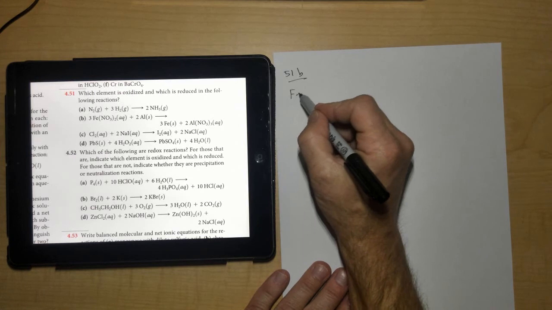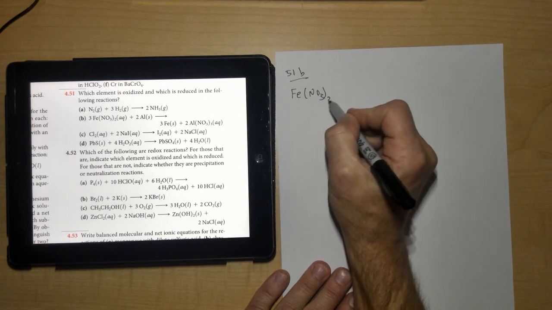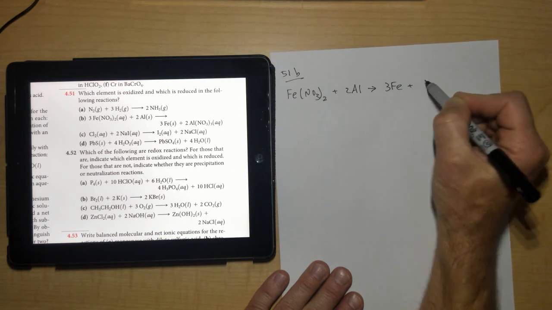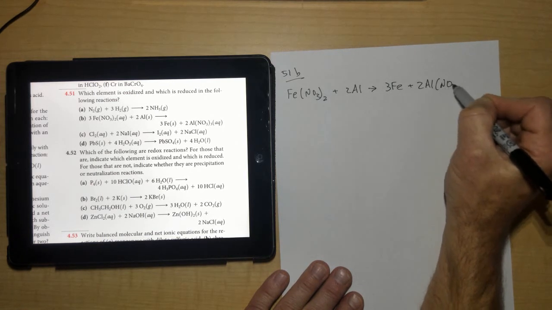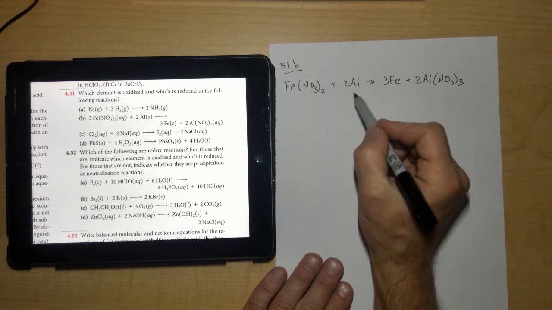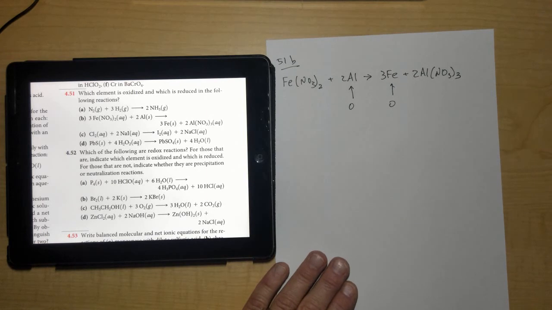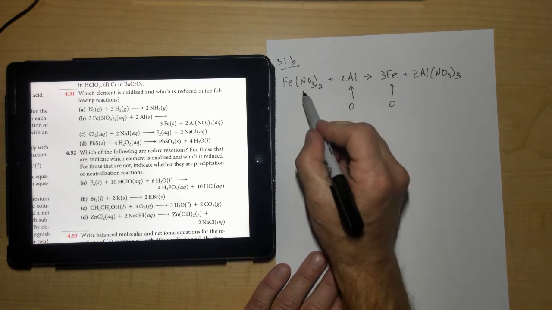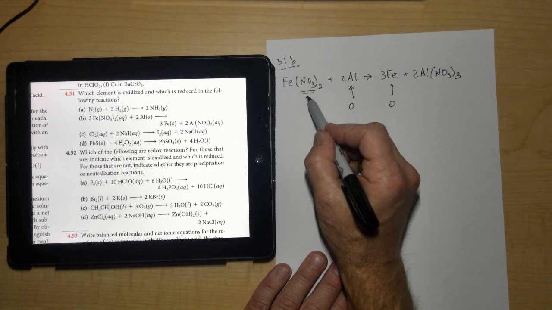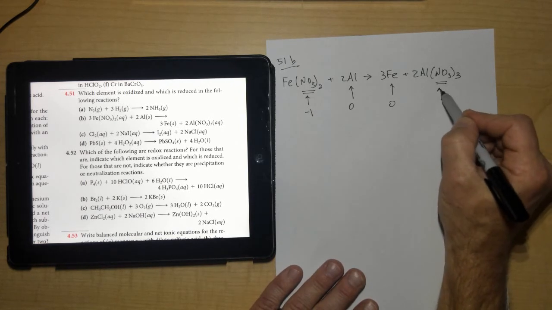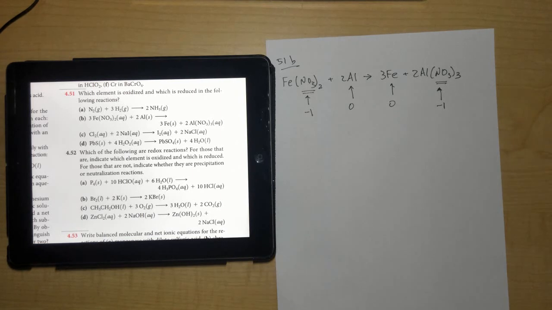this one's got Fe(NO3)2 and then 2Al, and it goes to 3Fe, and then it's 2Al(NO3)3. Pick out the easy ones first. This is 0, this is 0, because they're alone by themselves. Another easy way to do this one is to recognize, oh yeah, this is nitrate. Nitrate's -1. I memorized that. And nitrate's on this side too. It's -1 as well. Since they don't change, that's not going to be the thing that is oxidized or reduced.